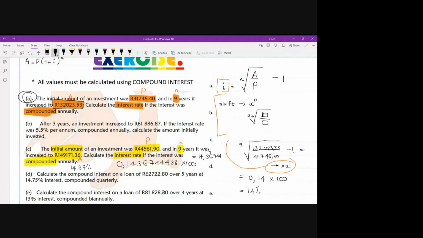Okay. All right. Now I will give you guys a chance to calculate B. All right. Calculate B. Okay. And I'm not going to say anything. If you read B, what are they asking us for in B?